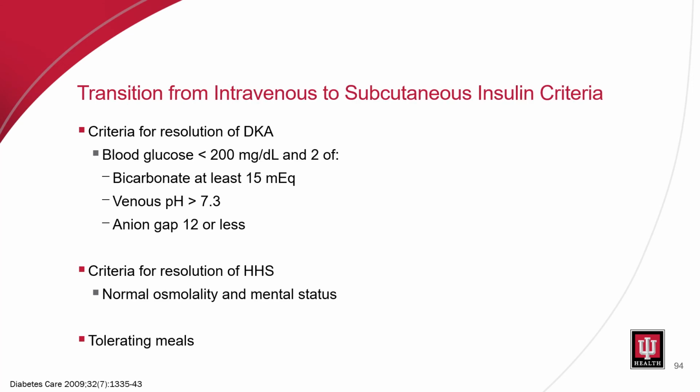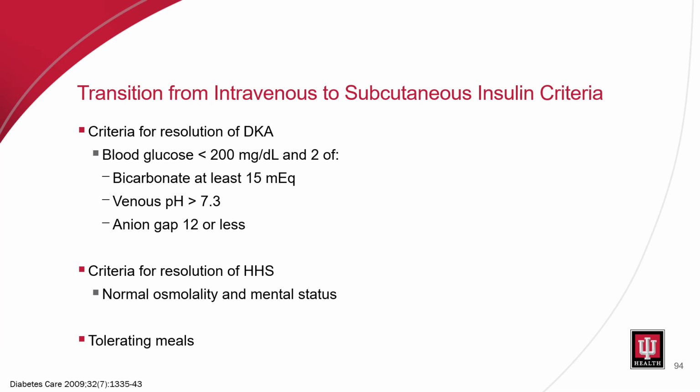And then we can't leave these patients on the insulin drip forever, so we do need to realize how to appropriately transition from intravenous to subcutaneous insulin. We do this whenever the resolution of DKA occurs for our patients with DKA. So that's a blood glucose of less than 200 milligrams per deciliter and 2 of a bicarbonate of at least 15 milliequivalents, a venous pH of greater than 7.3, and an anion gap of 12 or less.